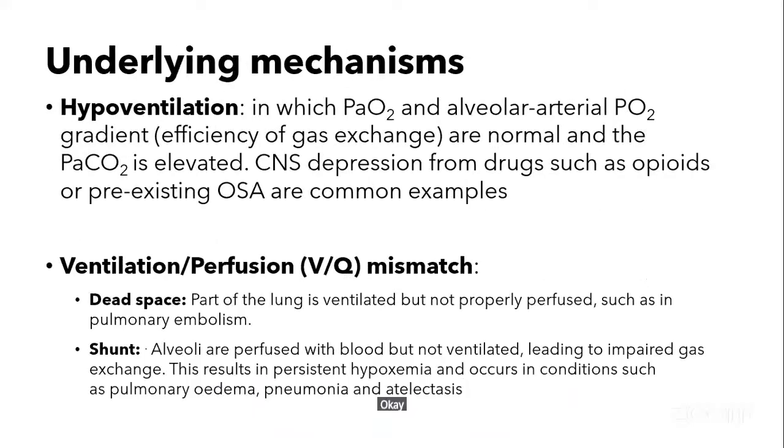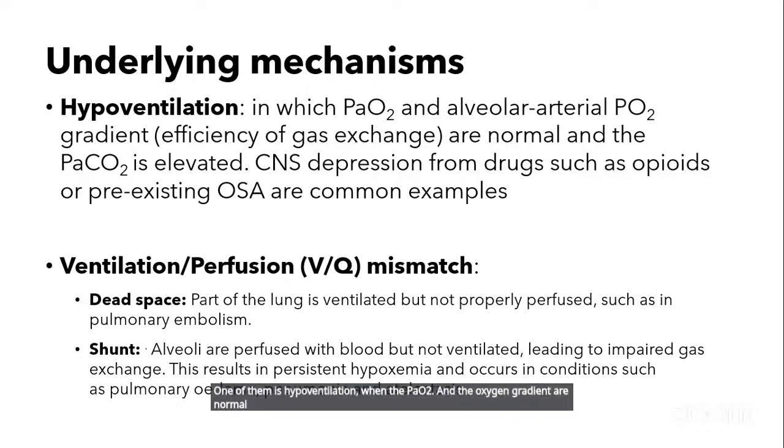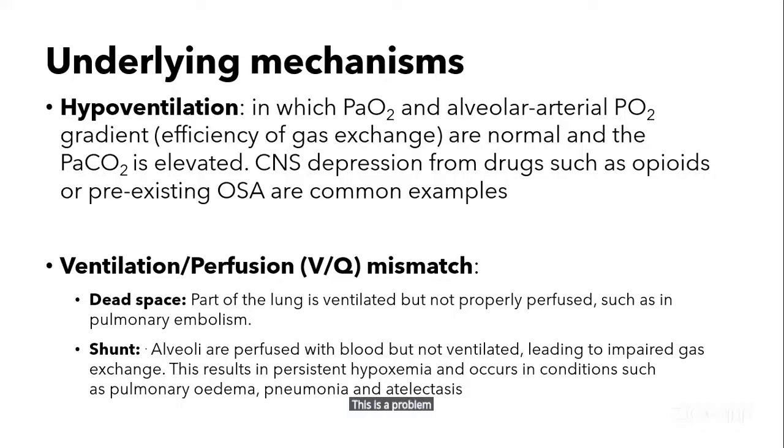Okay? The underlying mechanisms, we won't waste too much time on this. One of them is hypoventilation. When the PaO2 and the oxygen gradient are normal and the PaCO2 is elevated, this is a problem of hypoventilation. Things like sleep apnea, drugs that depress the CNS, these can cause problems of hypoventilation.